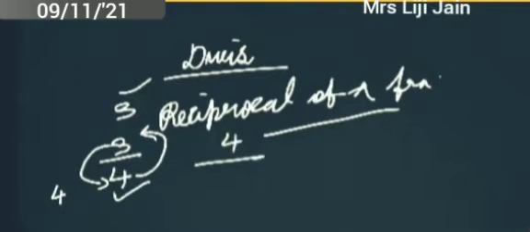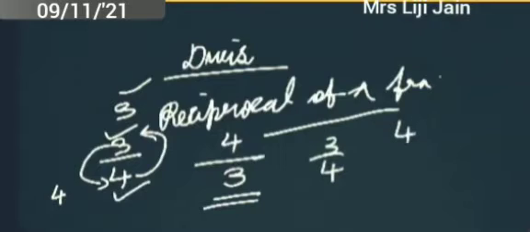In the place of numerator, here which is the numerator? Yes, 3 is the numerator. In the place of this numerator, we have to write the denominator. Which is the denominator? 4. So instead of this 3, we have to write 4, and instead of this 4, we have to write 3. So this is the newly obtained fraction. That means the reciprocal of 3 by 4 is what? Yes, 4 by 3. 4 by 3 is the reciprocal of 3 by 4.